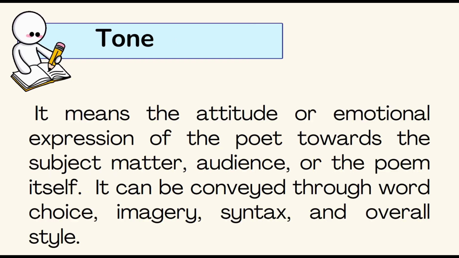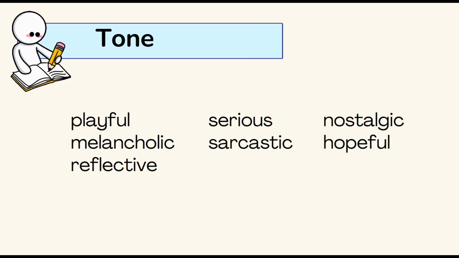Another literary device is tone. It means the attitude or emotional expression of the poet towards the subject matter, audience, or the poem itself. It can be conveyed through word choice, imagery, syntax, and overall style. Examples of tone in poetry are playful, serious, nostalgic, melancholic, sarcastic, hopeful, and reflective.